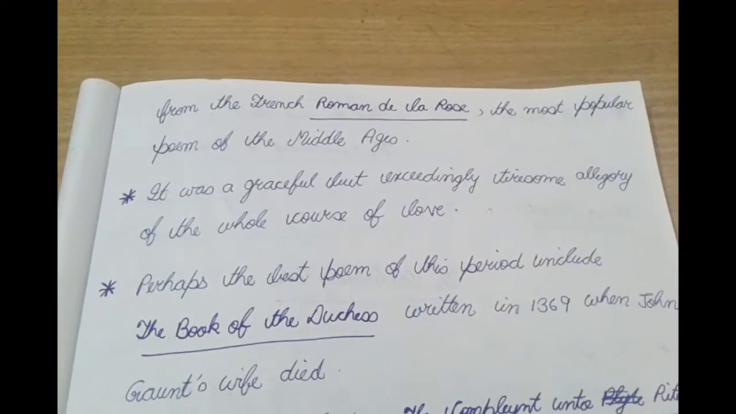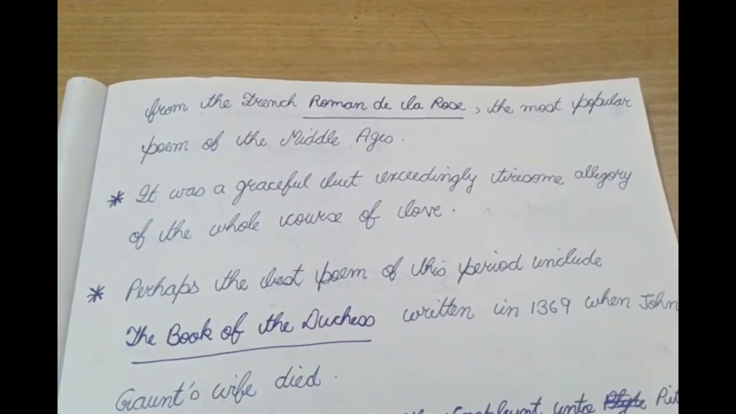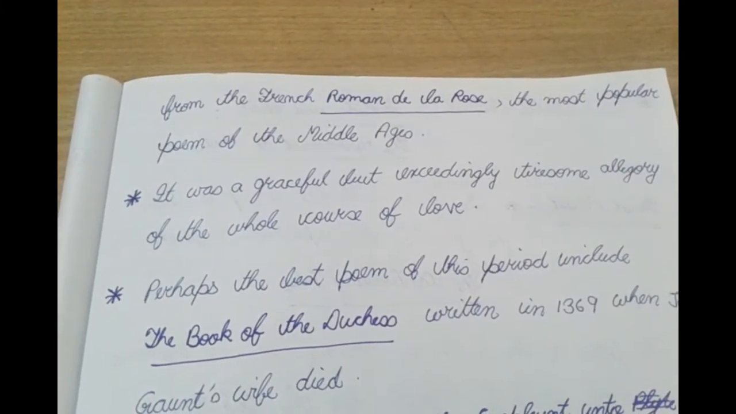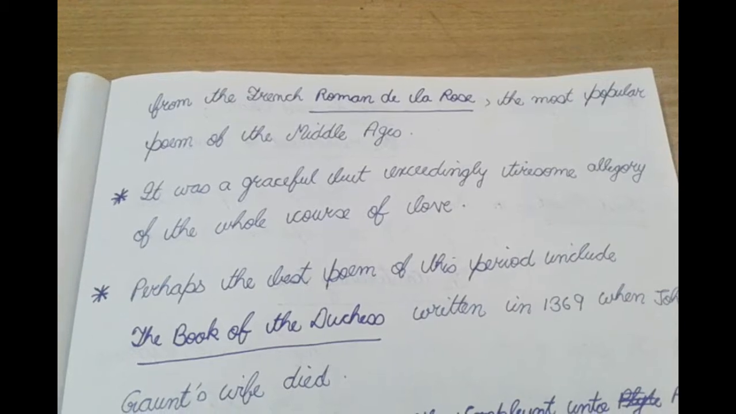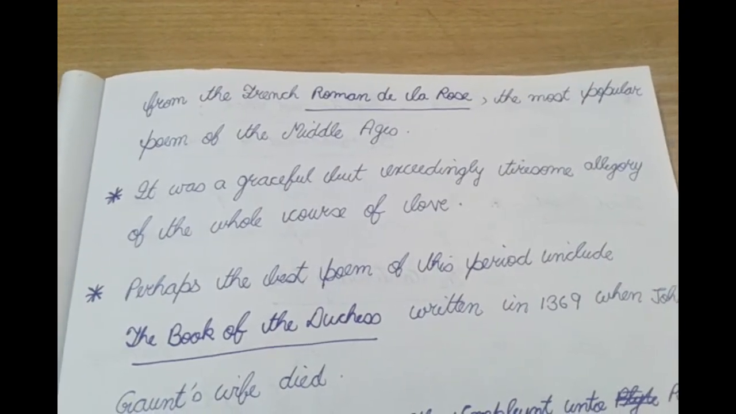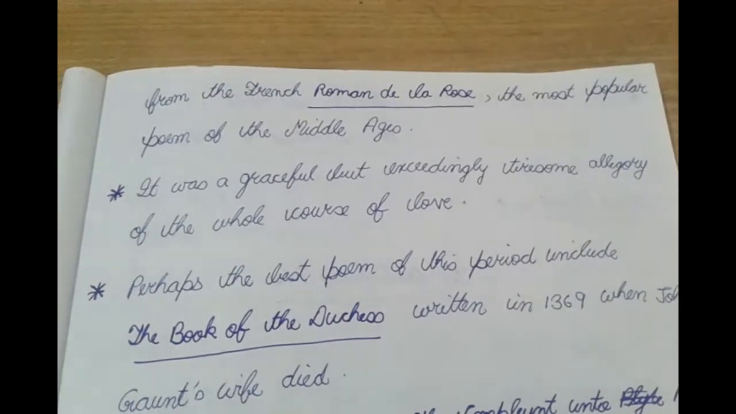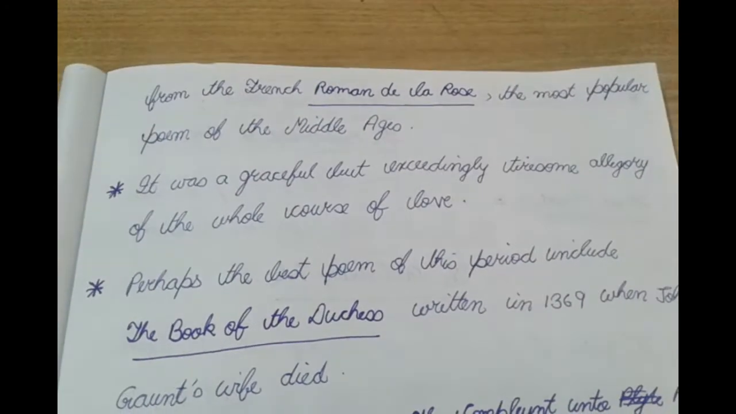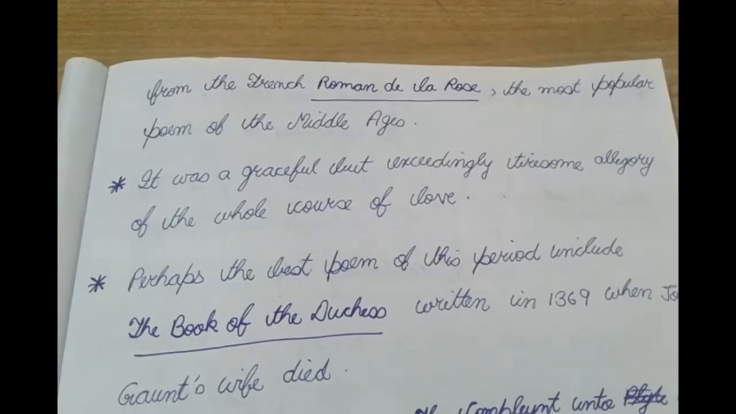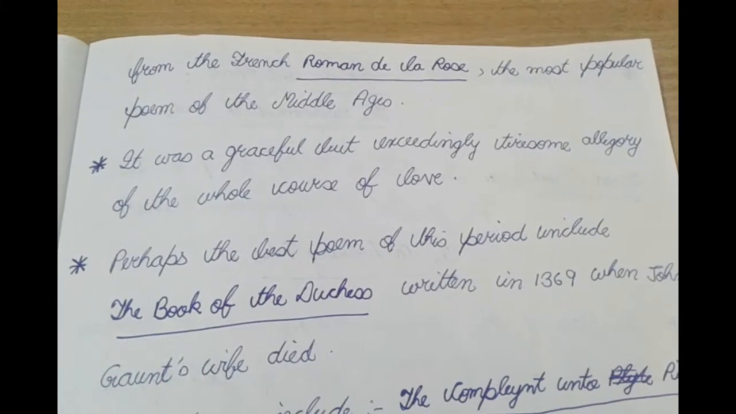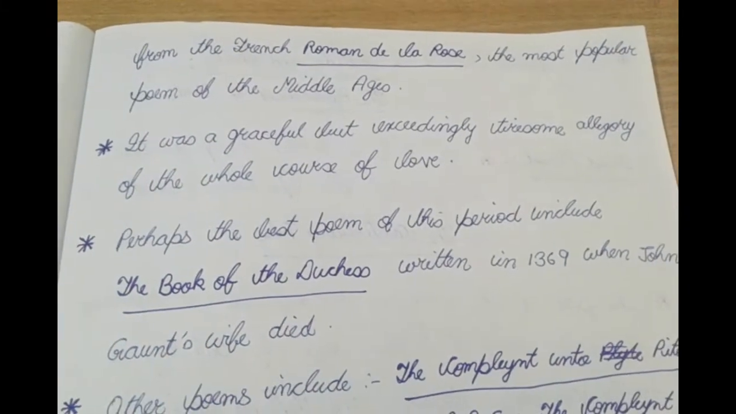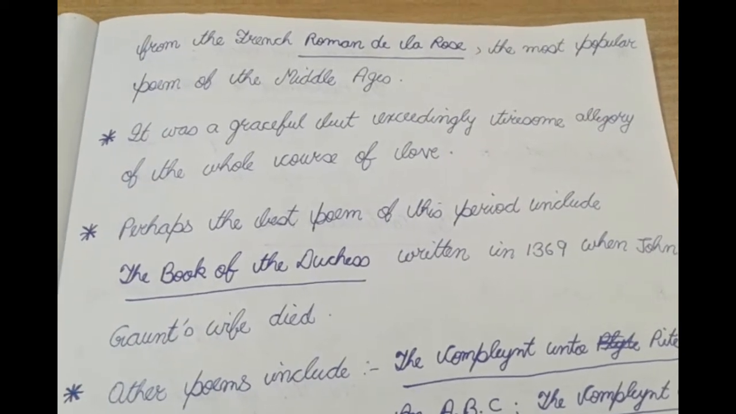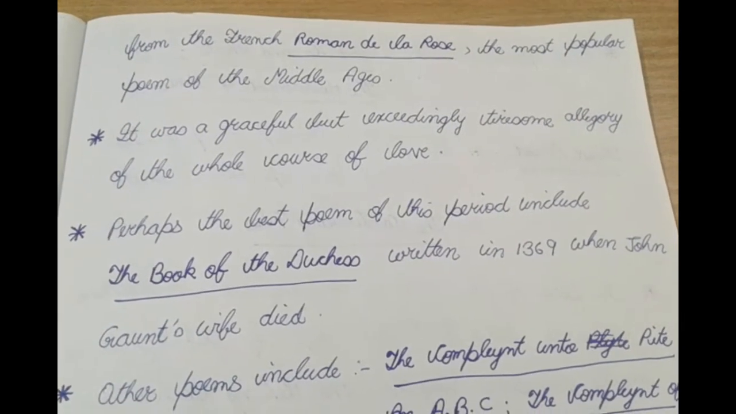So Romaunt of the Rose was a translation from the French Roman de la Rose, the most popular poem of the Middle Ages. So it was a graceful but exceedingly tiresome allegory of the whole course of love. Though it is a graceful poem as such, it is very tiresome because it has only the theme of love in it.